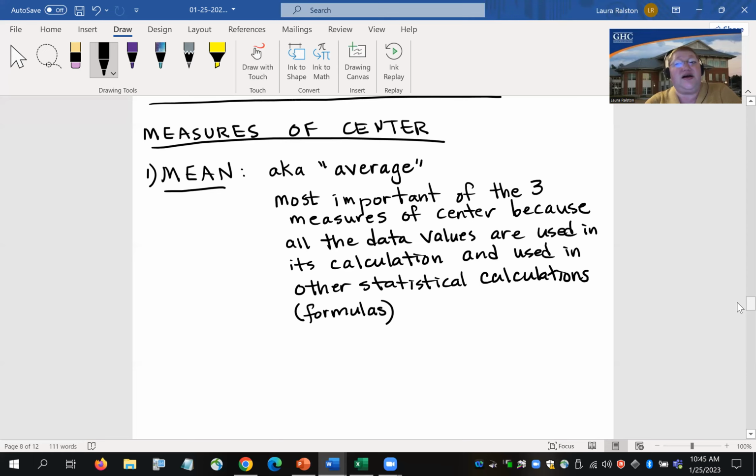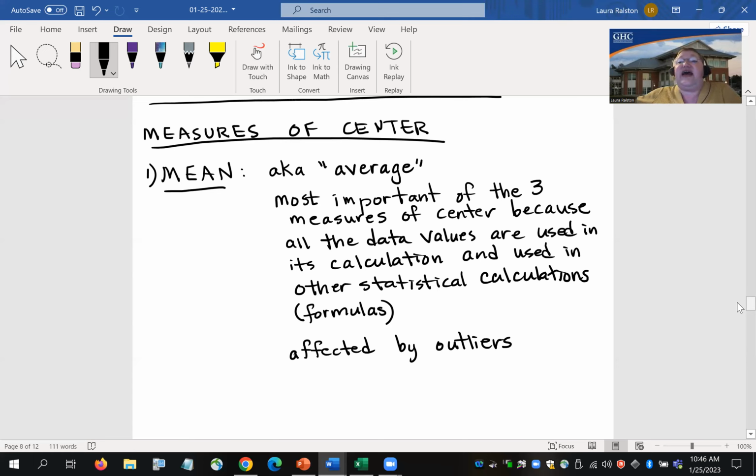Now, because it does use all of the data values in its calculation, it can also be influenced or affected by outliers. Okay, so that can sometimes be a challenge because your mean can be affected by outliers. It can cause the mean to be inflated or deflated. It can cause your mean to be higher than it should be.